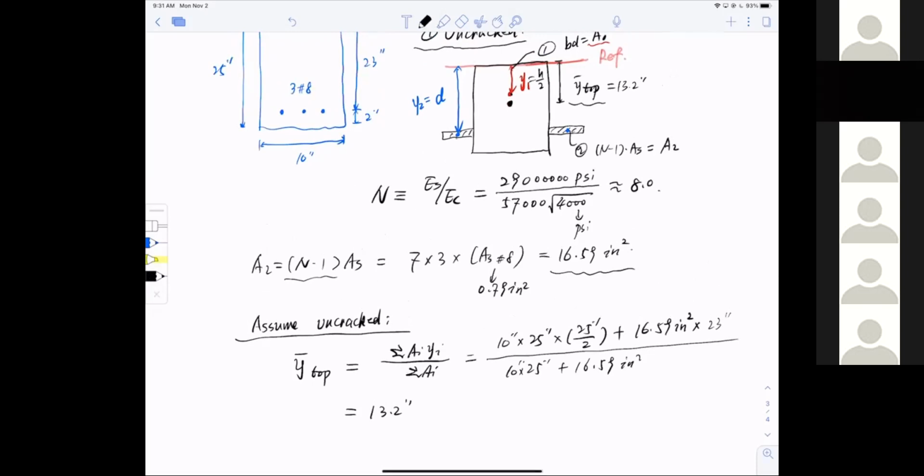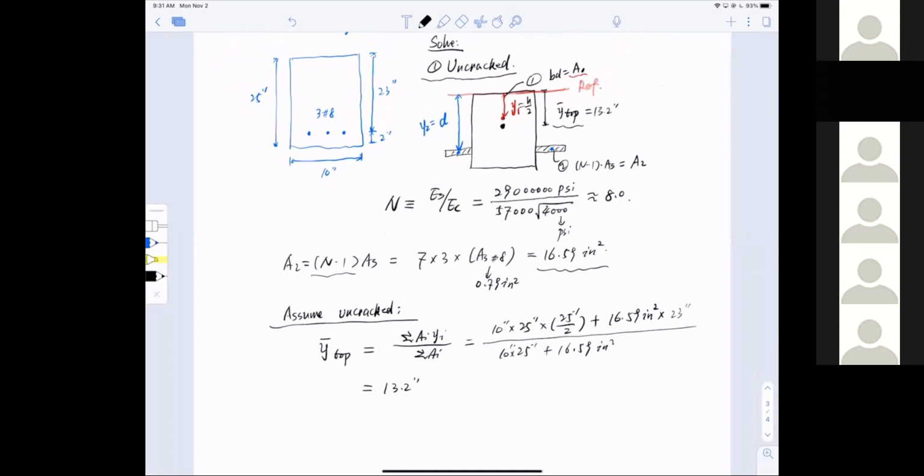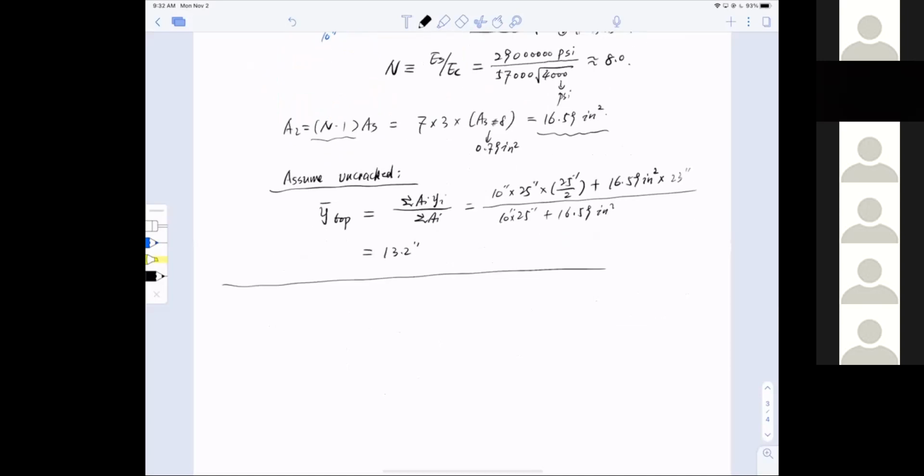Pretty straightforward. Now I have all the geometries I need, so I can proceed to calculate the moment of inertia. So how? We're going to use that table to calculate I gross transformed.